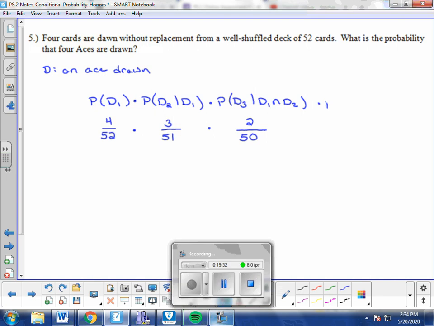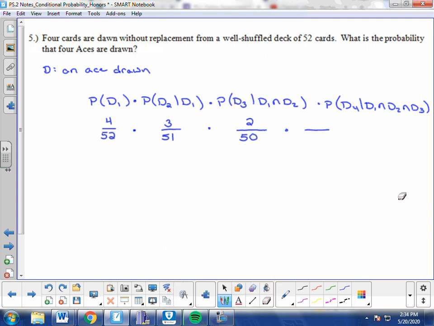One more time, because we're drawing 4 cards, now we would be drawing an ace on the fourth try, given that we've already drawn an ace on the first try, on the second try, and on the third try. So now I'm left with 49 cards, because I've already drawn 3 out of the deck, and only 1 ace remaining. So multiplying each of these individual probabilities would give us the probability that this would occur in succession.